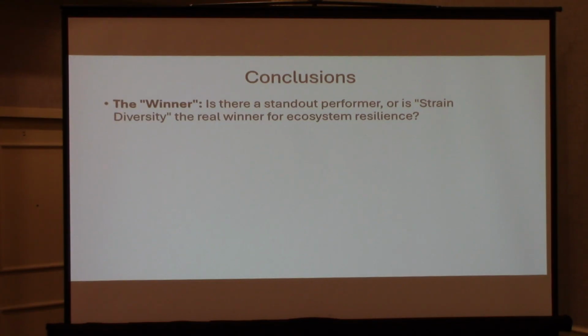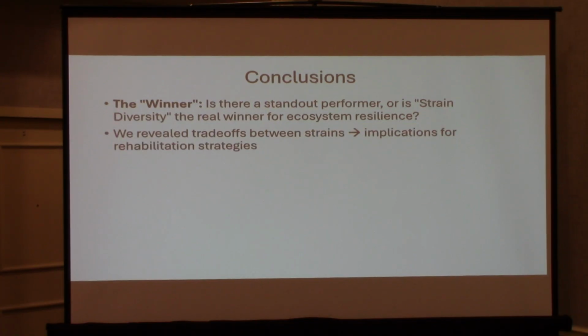So the conclusions, this question sort of rings in my mind, what's the winner? If I'm bringing this information to a manager, is there a standout performer, or is strain diversity the real winner for ecosystem resilience? Unfortunately, I can't answer that, but I guess it'll have to depend on what the natural reproduction starts to show in terms of genetics. But nonetheless, I do think that this work shows some trade-offs between different strains. They have implications for rehabilitation strategies. We saw that different strains use different prey. If you're trying to manage for a fishery that has big fish, Klondikes seem to not reach that size.